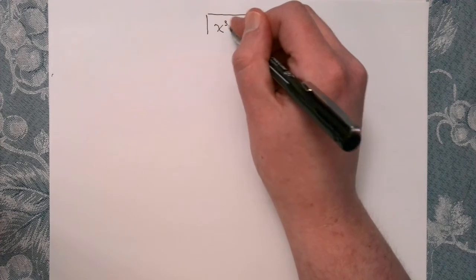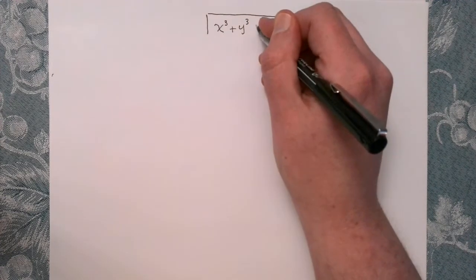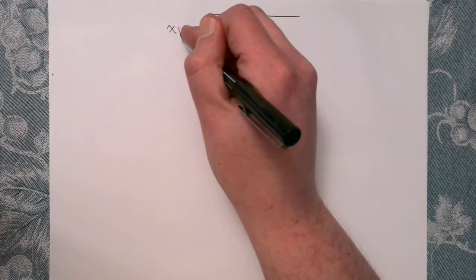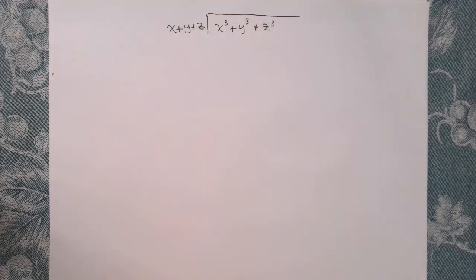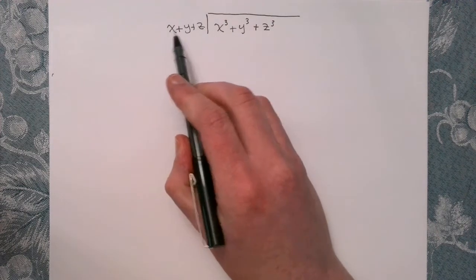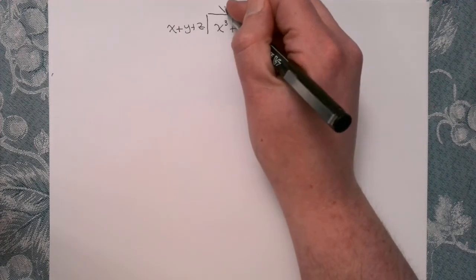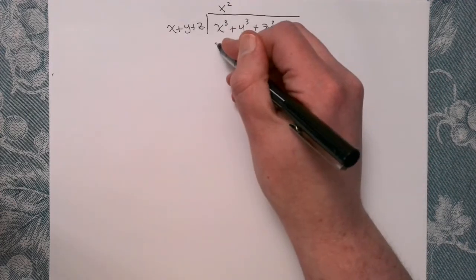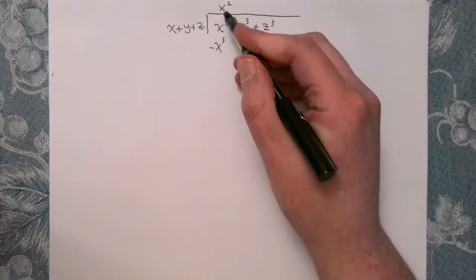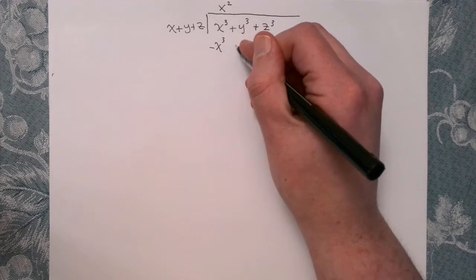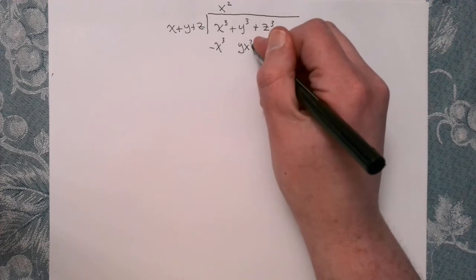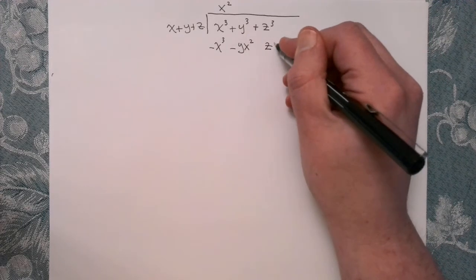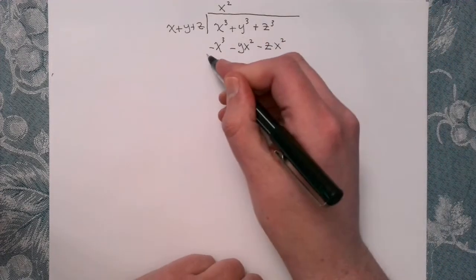Okay, so we've got x cubed plus y cubed plus z cubed, divided by x plus y plus z. I'm just going to start off by saying x goes into x cubed, x squared times. So I'm just going to distribute and then subtract. That's going to give me x cubed, but I subtract. That's going to give me yx squared, or x squared y, but I subtract. That's going to give me x squared z, or zx squared, but I subtract.